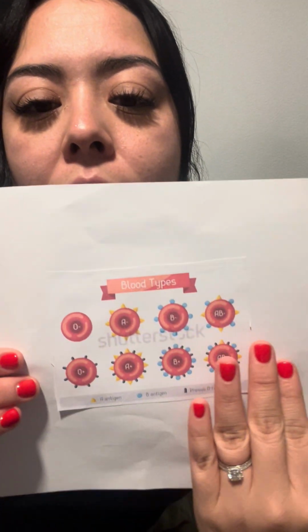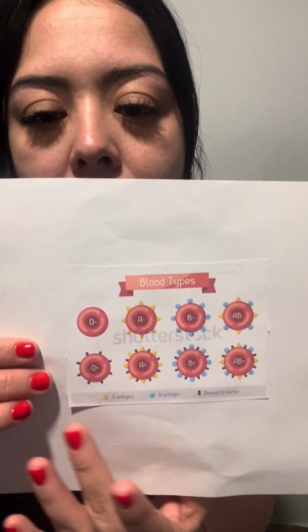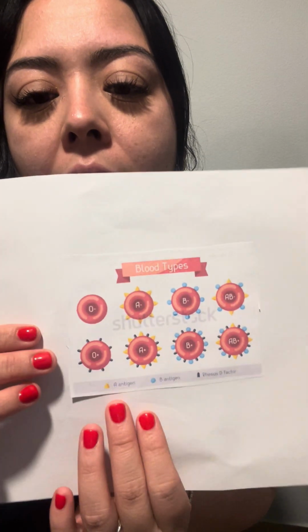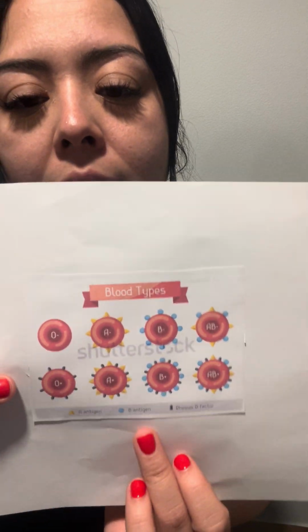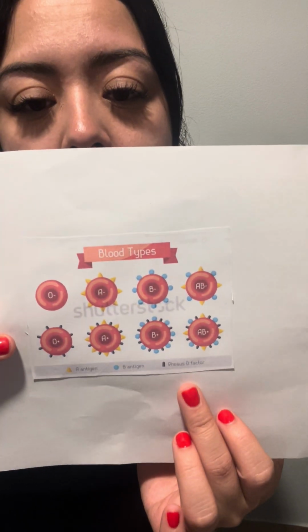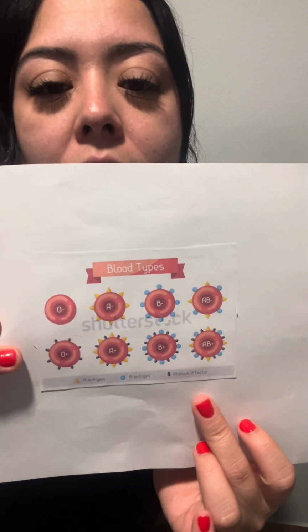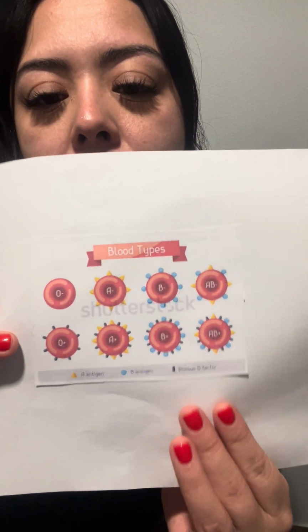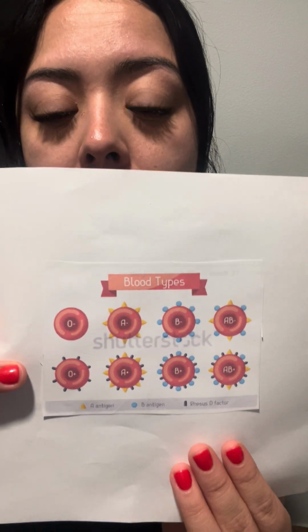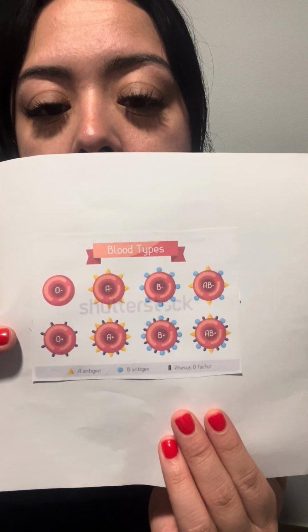I printed this picture here. It has the different blood groups or blood types, and then it has this little key down here. So the yellow means there's A antigens present, the blue is B antigens are present, and the gray is the RH antigen is present. And it's kind of cool because it makes it easier to understand, because you can see what each blood type contains.